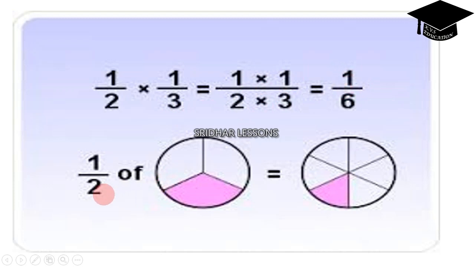We can represent this like this also. Okay, see this picture clearly. 1 by 2 of 1 by 3. Okay, totally how many parts? 3 parts are there. Okay, so 1 by 3. And here we have 1, 2, 3, 4, 5, 6. 6 parts. So 1 by 6 was colored. We can represent it like this.